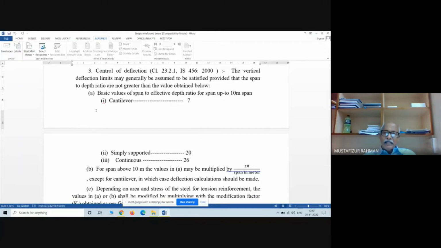Multiplied by K1, we'll get one value. Up to that value we can go. But we had utilized some value. Now whatever value we had utilized should be less than whatever value we got after utilizing the modification factor. By this way, we are able to fix the depth.